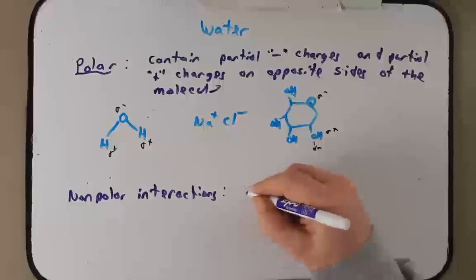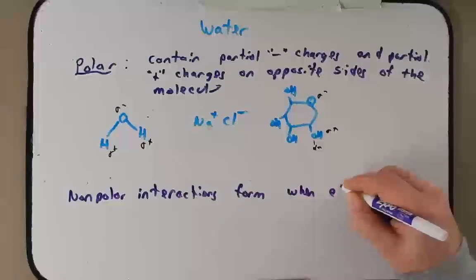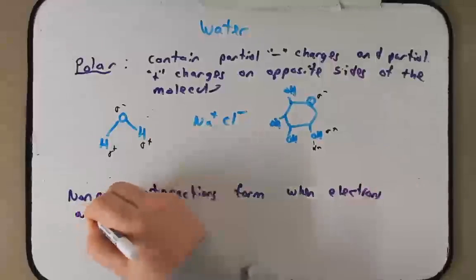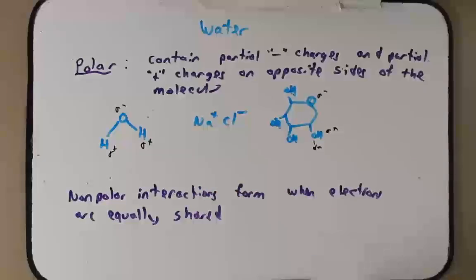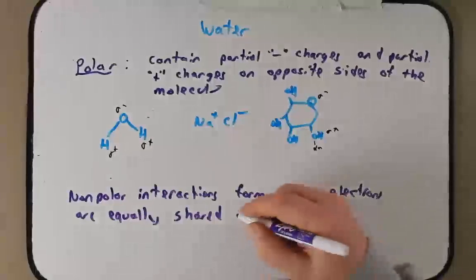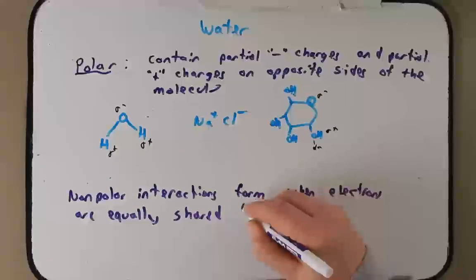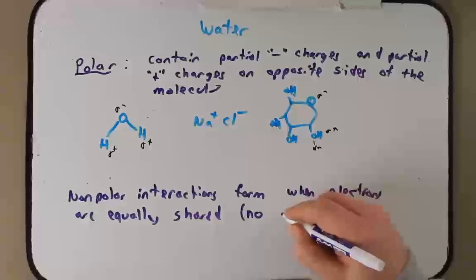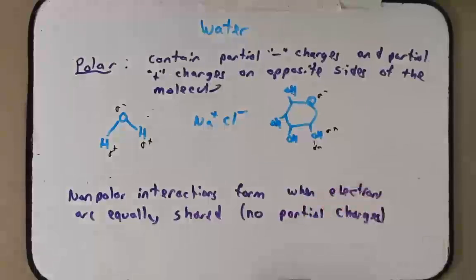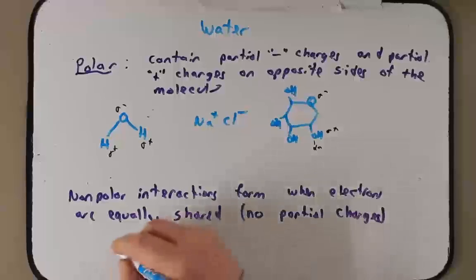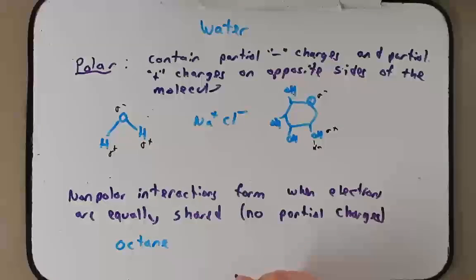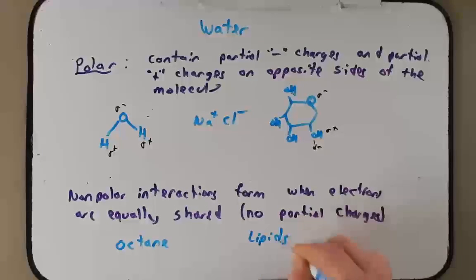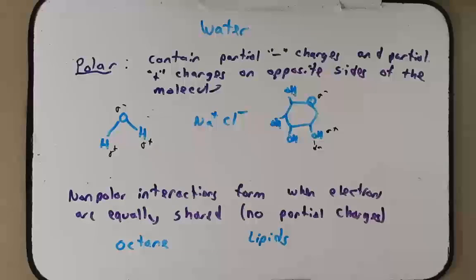What about nonpolar interactions? Nonpolar interactions form when electrons are equally shared. We don't see the partial positive and negative charges that we see with the polar interactions. So no partial charges. So some examples of nonpolar molecules include octane, which is what we use as gasoline, as well as lipids, fats. These are nonpolar.